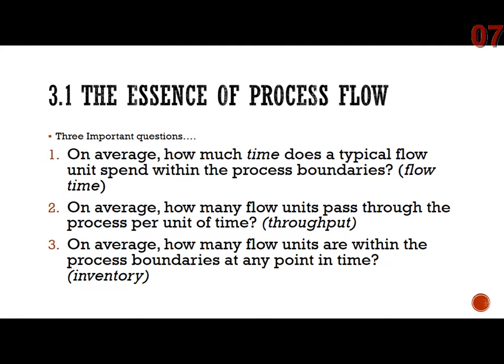So the essence of process flow, we have 3 important questions. How much time does a flow unit spend within the process boundaries? That's our flow time. You can define that as from the point that a flow unit enters the process until it exits the process. On average, how many flow units pass through the process per unit of time? That's what we call throughput. And on average, how many flow units are within, if I draw a square or a rectangle around my process, the number of units inside that are the amount of inventory that's in the process at any given time.